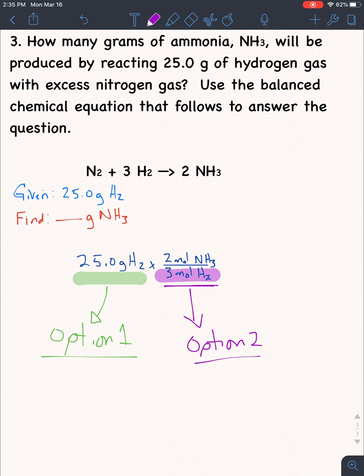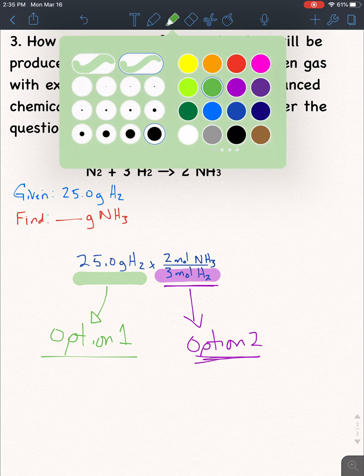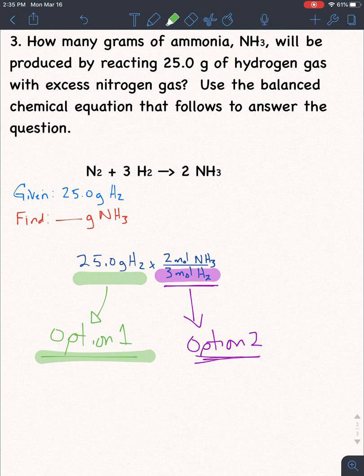So I'm going to let you choose your option, and I'm going to pause the video here. Choose which option makes the most sense to you: either changing 3 moles into grams, or changing 25 grams of hydrogen into moles. Pick your best option, and I'm going to have another video following this one to help finish solving the question.